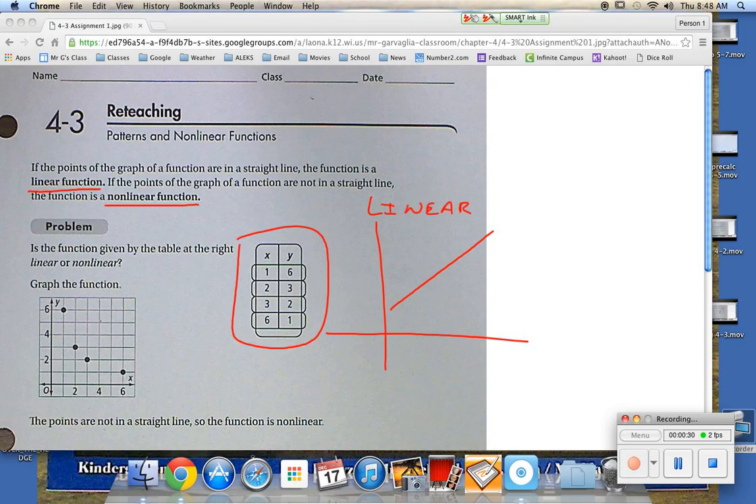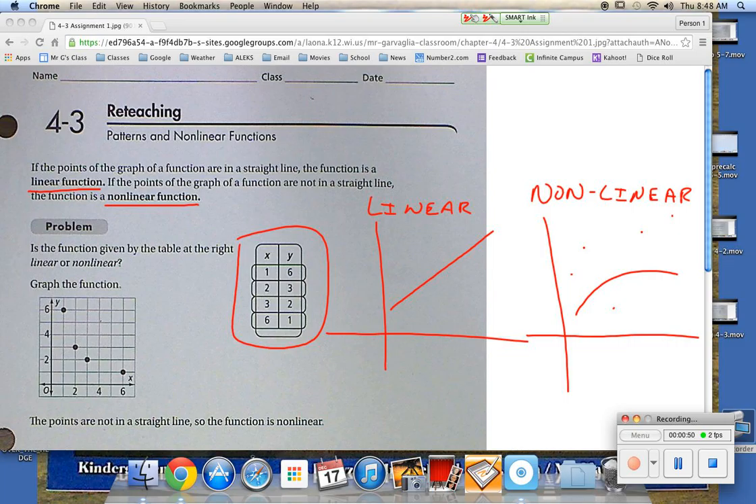A nonlinear function is going to have a graph maybe that's curved, or maybe there's going to be points all over the graph, but there's going to be nothing in a straight line. That is nonlinear. Just as simple as that.